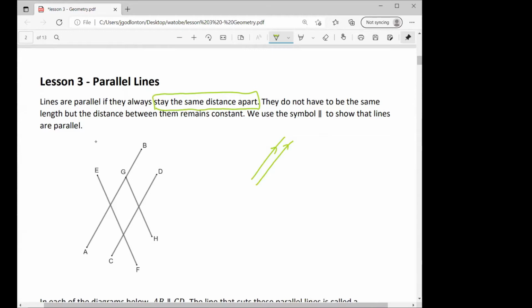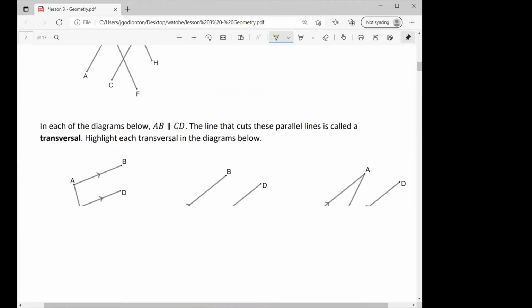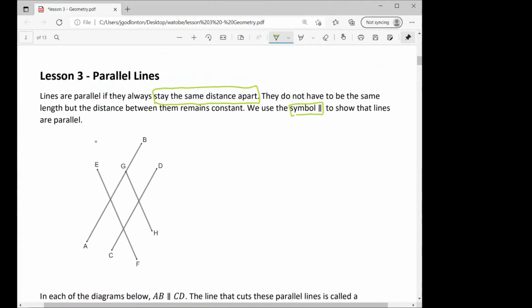They don't have to be the same length. So like I could have a line that looks like that and a line like that, but they still are equal distance apart. So they're never going to touch each other. Even though they're not the same length, they're still parallel. And when we are saying lines are parallel, we use the symbol of these 2 lines that are straight up together. So if I was looking at this picture here, I'm going to give you an example of one, and then I want you to think of some others. So for example, I could say that those 2 lines are parallel.